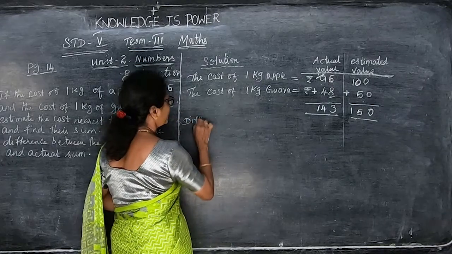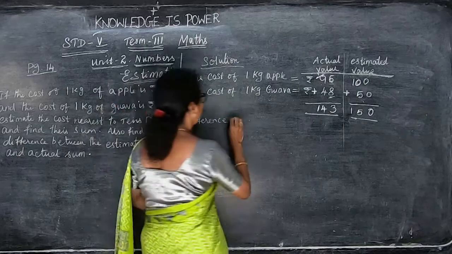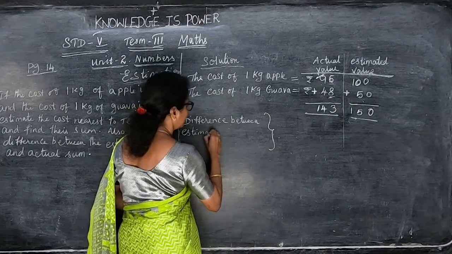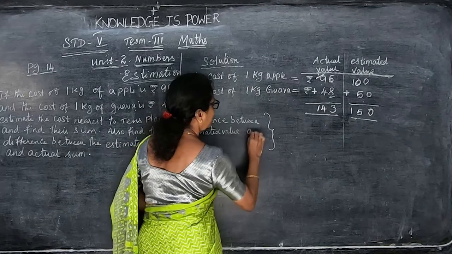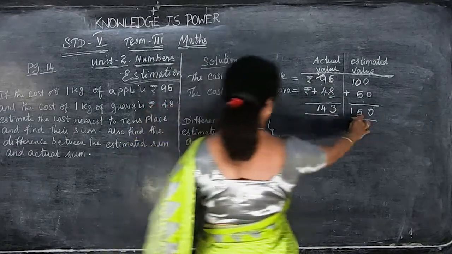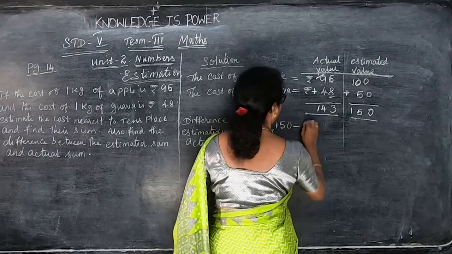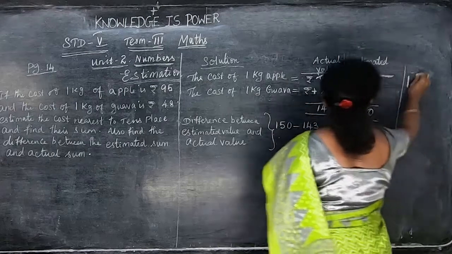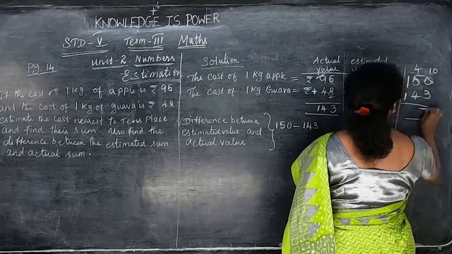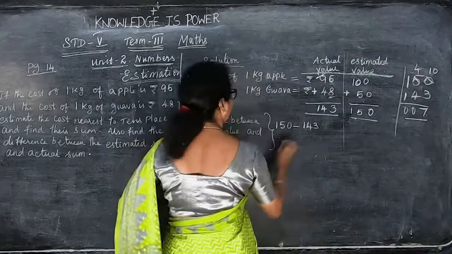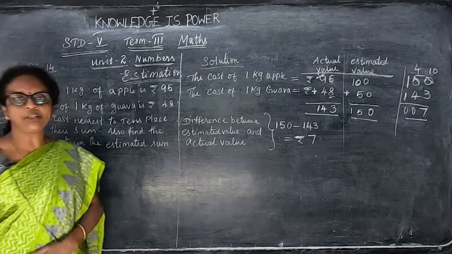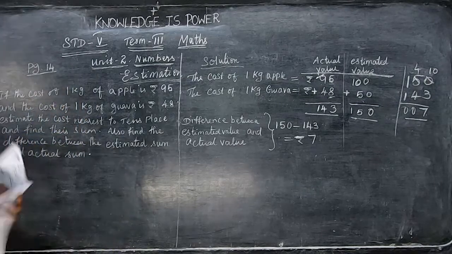So the difference between the estimated value and actual value. So we have the estimated value, 150, minus the actual value, 140. So if we subtract, we get the answer 10 minus 3, that is equal to 7. So that is rupees 7 is the difference. Can you understand? The problem is about the actual value and the estimated value. So this is the way of doing the sum.